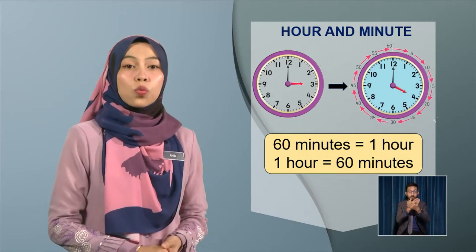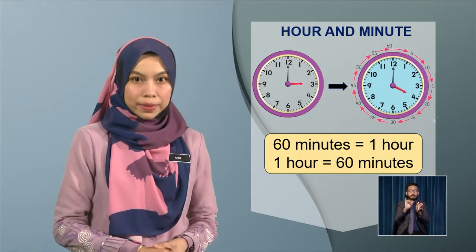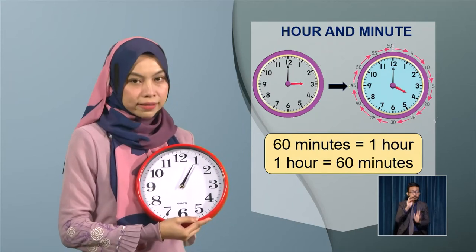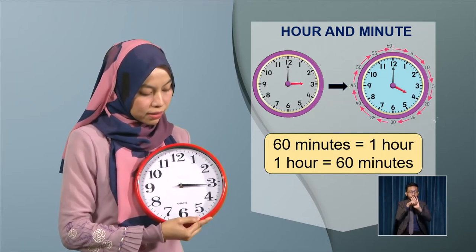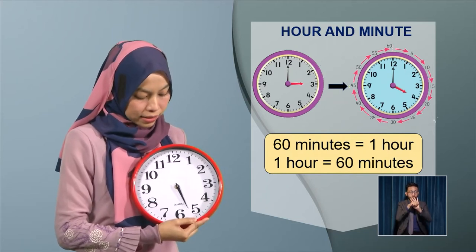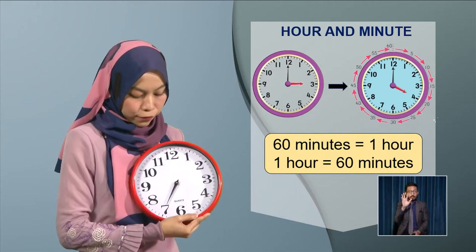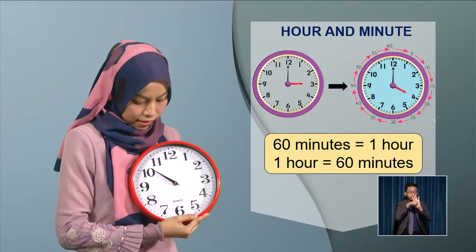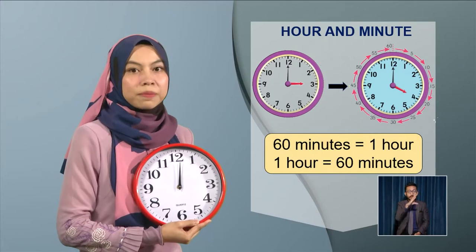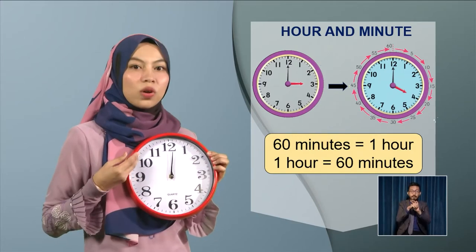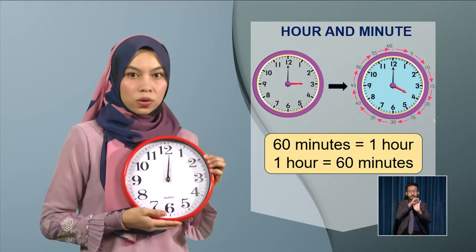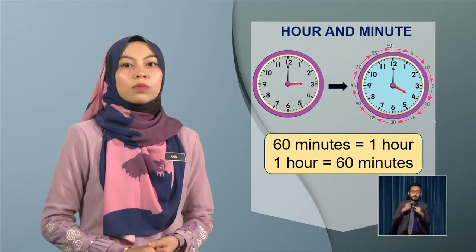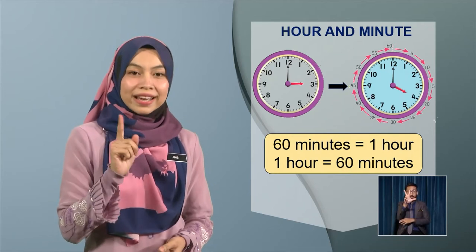The minute hand moves one complete circle clockwise of 60 minutes. Five minutes, 10 minutes, 15 minutes, 20 minutes, up to 60 minutes. Therefore, 60 minutes equals 1 hour, or 1 hour equals 60 minutes. Let's take a look at the slide again. When the hour hand moves from 3 to 4, it is 1 hour.